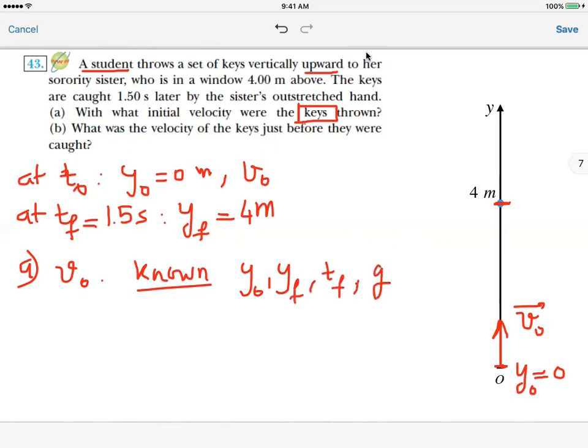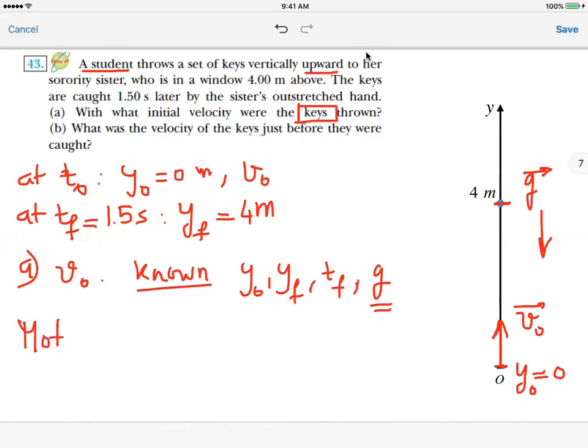We know the acceleration that is actually acting on this object. Whenever this object goes up and then goes down, it is under the gravity acceleration g. So we have to look for the equation that relates all these variables together: y0, y final, t, and the acceleration. Since we are in the case of a particle under constant acceleration, given that g is acting on it, let's just take this.